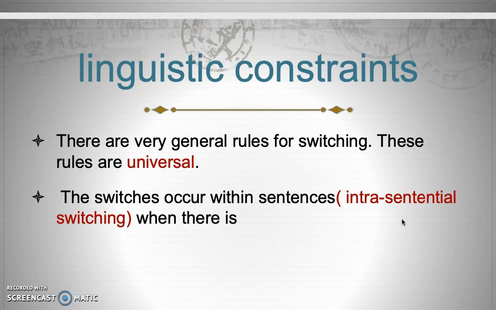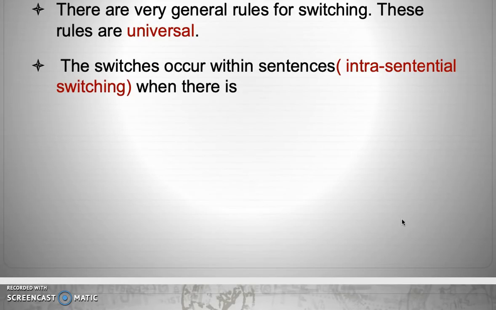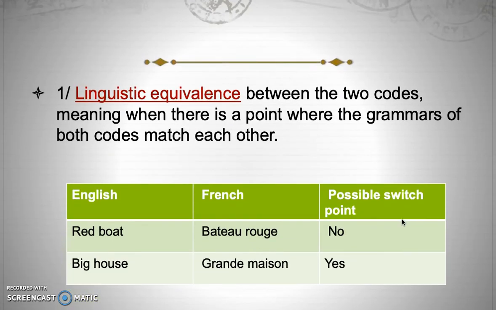So, linguistic constraints. There are very general rules of switching. These rules are universal. The switches occur within sentences, like intrasentential switching. It's when there is a linguistic equivalence between the two codes, meaning there is a point where the grammars of both codes match each other.